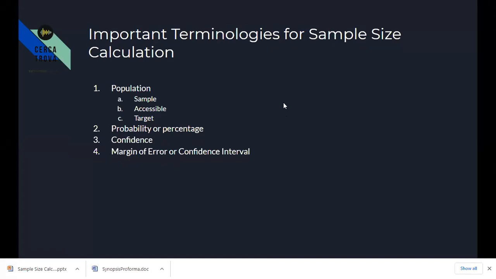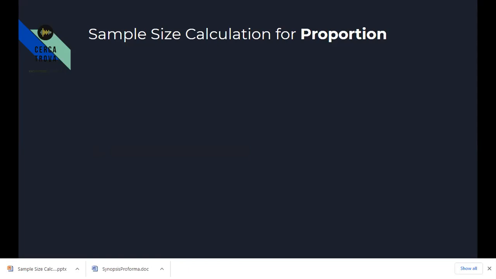There is another thing that we are going to do now: sample size calculation for proportion. First of all, we should be aware of certain terminologies, and after that, we will proceed to sample size calculation. What do you mean by proportion? Proportion is a part of the population that possesses a particular property. For example, a group of people that have hepatitis C or hepatitis B, that will be your proportion, and this is within a specified margin of error.